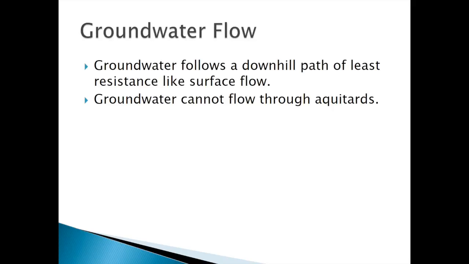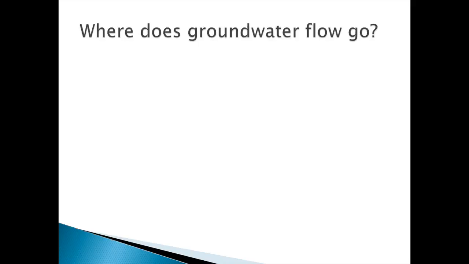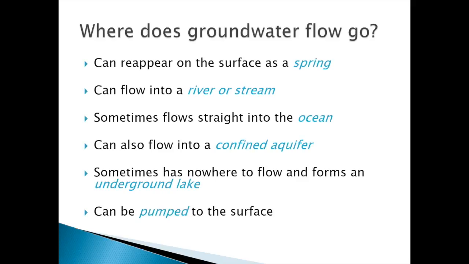How do you think groundwater flow compares to surface flow in terms of speed? Groundwater flow is much slower, flowing at rates of meters per day instead of meters per second, like surface flow. Where does the groundwater flow go? Groundwater can reappear on the surface as a spring, flow into streams or rivers, flow into the ocean, flow into confined aquifers, form an underground lake, or be pumped to the surface.